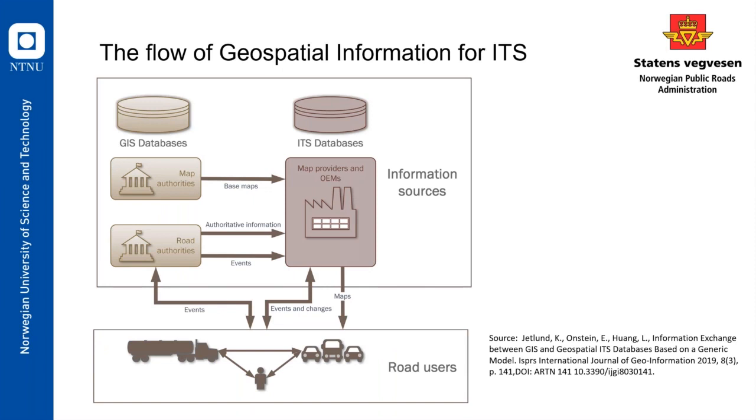Looking a bit closer at how the flow of geospatial information can be for ITS. We have the GIS databases on the left here, maintained by map authorities and road authorities. And we have ITS databases for use in ITS systems on the right. We want this information from the authorities to flow into the ITS databases, so they can be used by road users, both by cars and by pedestrians and bicyclists and everything.